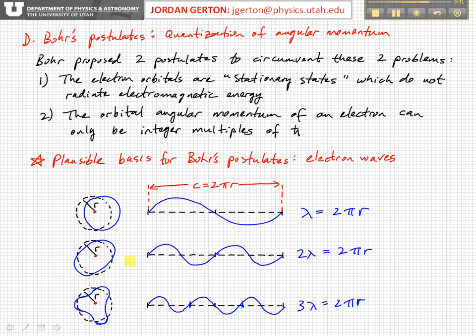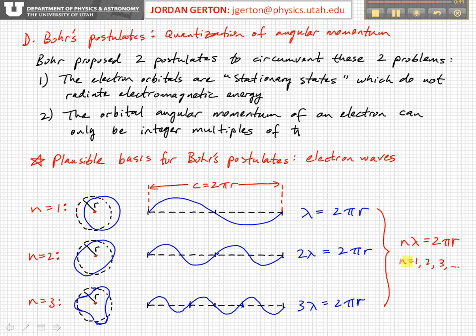In this case, we have 2 lambda equal to 2 pi r. Again, it spends a quarter of its time inside, a quarter outside, then a quarter inside, a quarter out, and that's what we've shown here. So 2 lambda is equal to 2 pi r, and here 3 lambda is equal to 2 pi r. And if you put it all together, what you see is that the rule is that n lambda, an integer multiple of a wavelength, is equal to 2 pi times the radius.